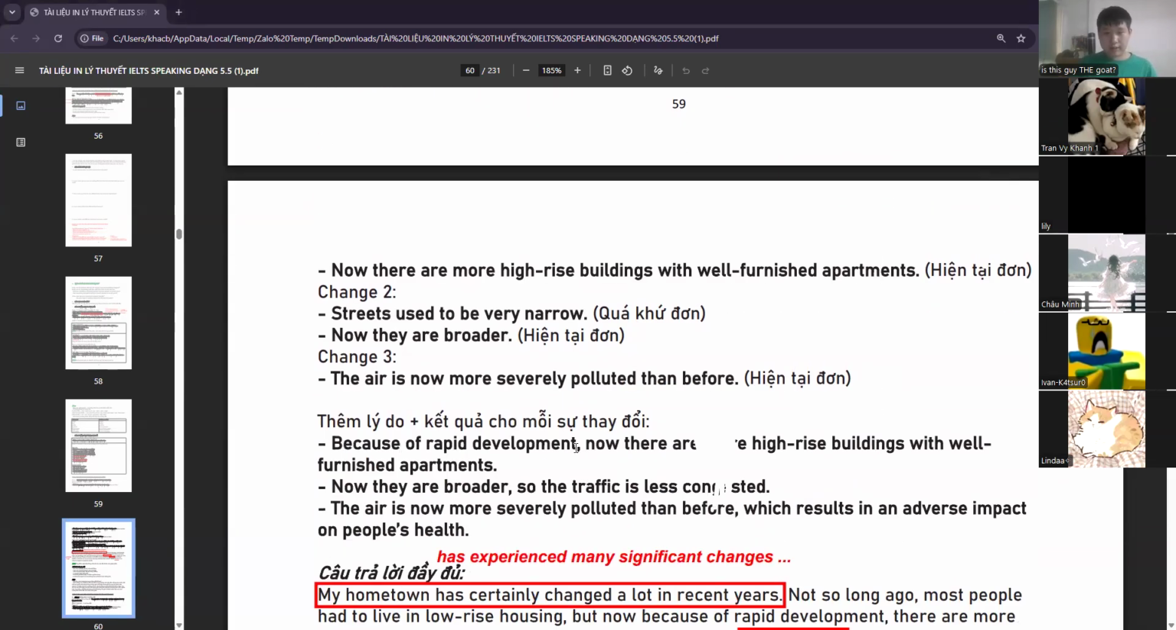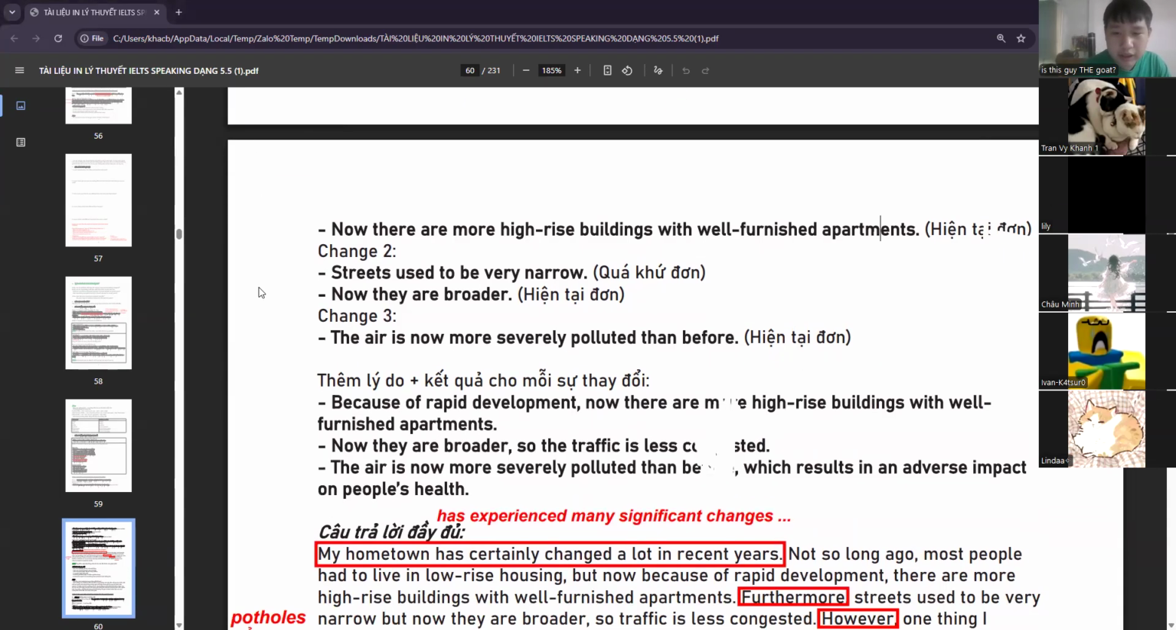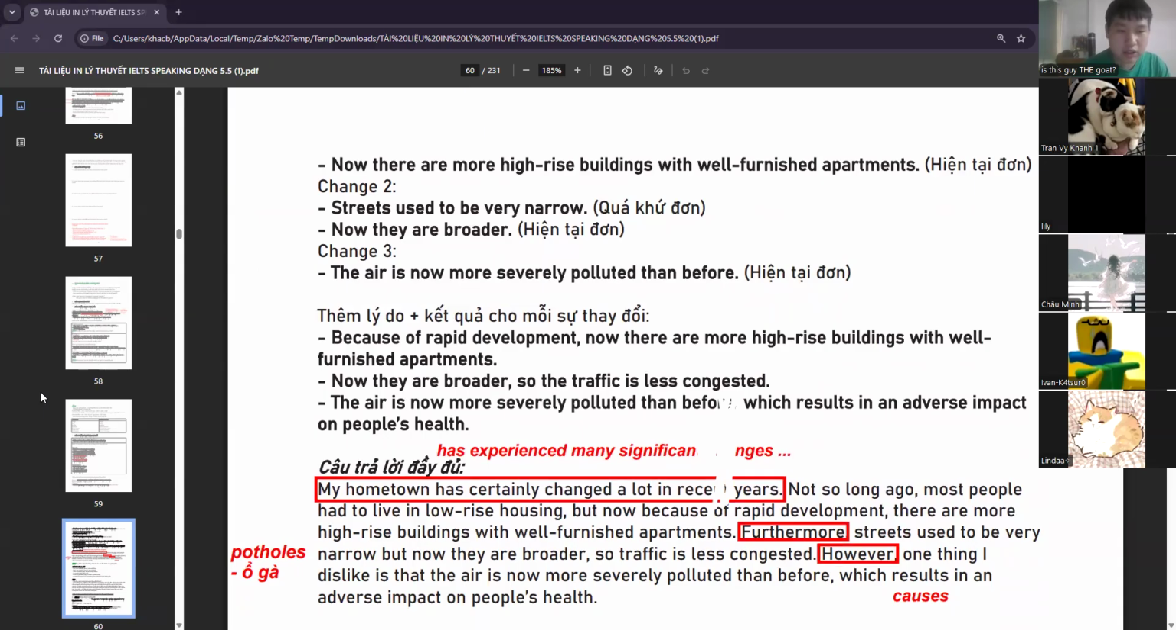Now, let's continue. You would also like to add some small reasons here, for example, because of rapid development, that's why we have more high-rise buildings. Or you could say that as the roads... you should basically just find the reason and try to revolve around that reason. That's basically it. Hope that simple tip helps, I think.